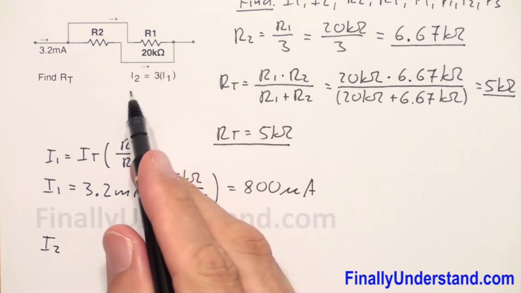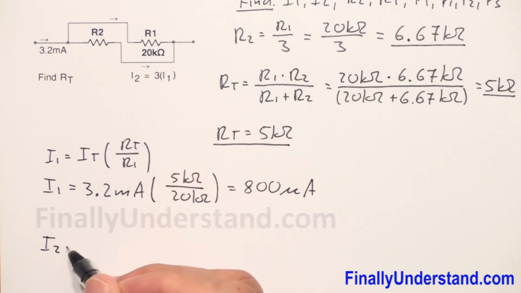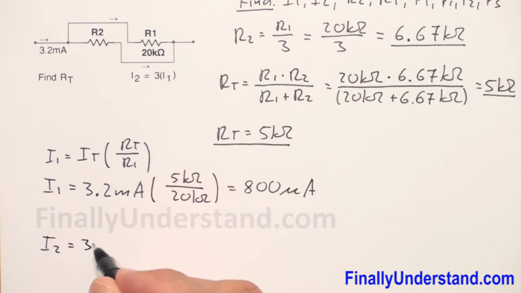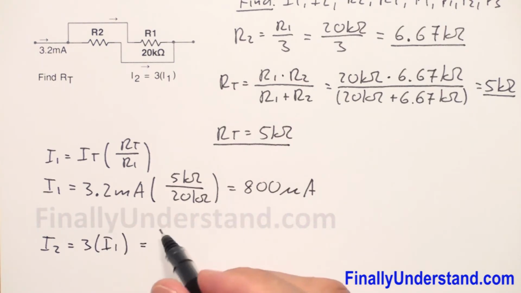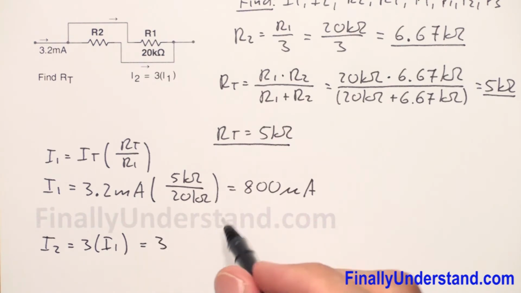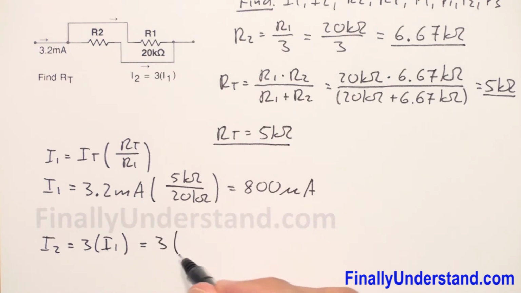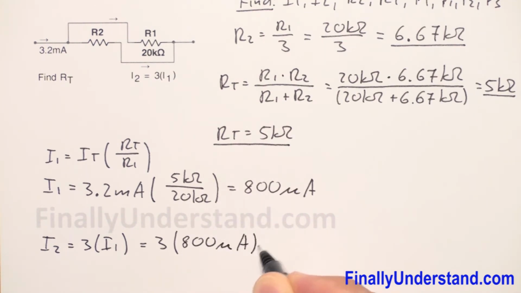Next, I'm supposed to find I2. I2 is equal to 3 times I1. So this is equal 3 times 800 microamps, which is equal 2.4 milliamps. Okay, so this is my current I2.